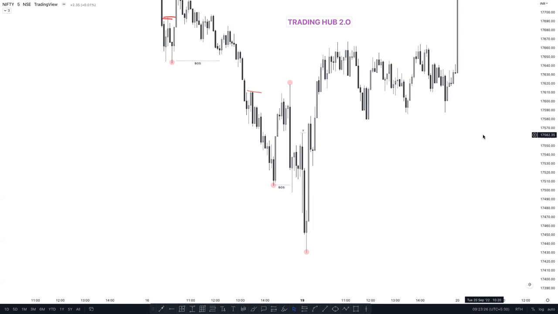This is the inducement, but why are you saying only this as a structure? Why can't this be a structure? Because this is also a break, right? Why are you saying only this is the structure?